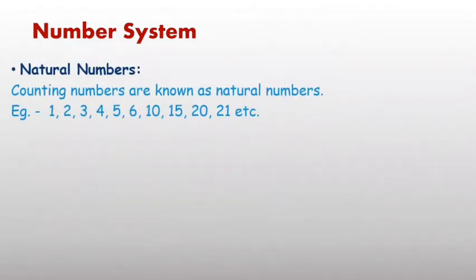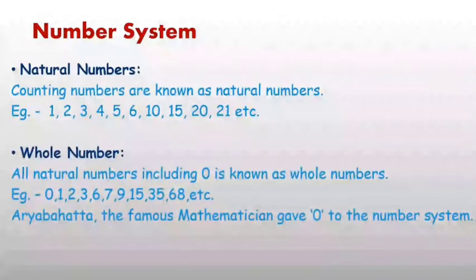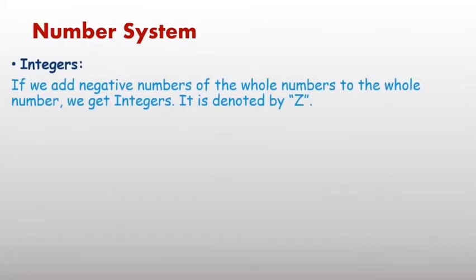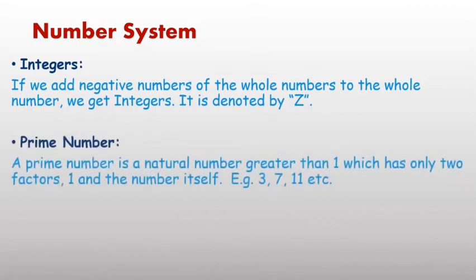In the number system, natural numbers, which all of you know, means counting numbers. Whole numbers means natural numbers including 0. Integers means natural numbers, negatives of natural numbers and 0, known as integers.